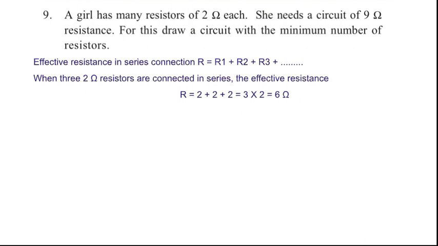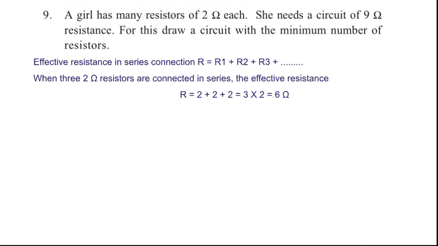When three 2 ohm resistors are connected in series, the effective resistance will be R equal to 2 plus 2 plus 2. This will be equal to 3 times 2. So we are just adding 3 times 2. So 3 times 2 will be 6 ohm.